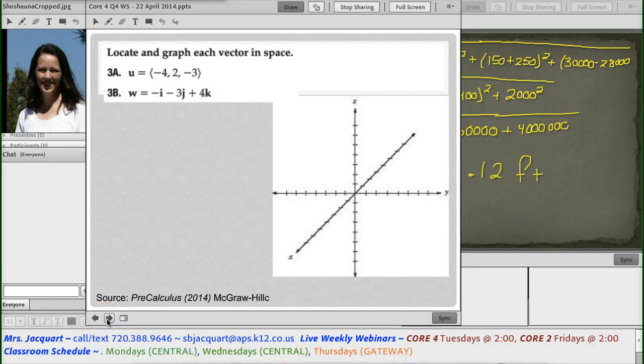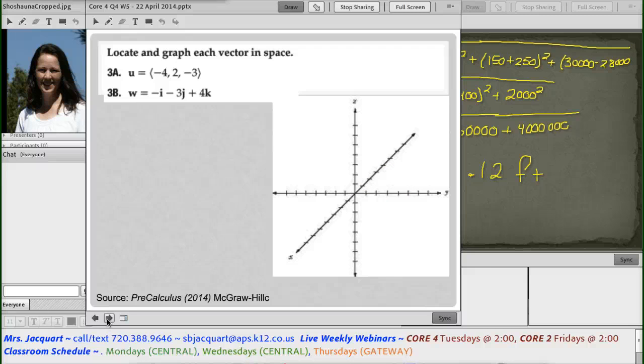Ready? So here's my vector. There's my negative 4: 1, 2, 3, 4 on the x-axis. Go over 2. Go down 3. So there's my vector. I've got to use a blue vector so you can see the arrows, because the arrow's kind of important, and the point at the end. It's hard to draw these in 3D space, by the way.